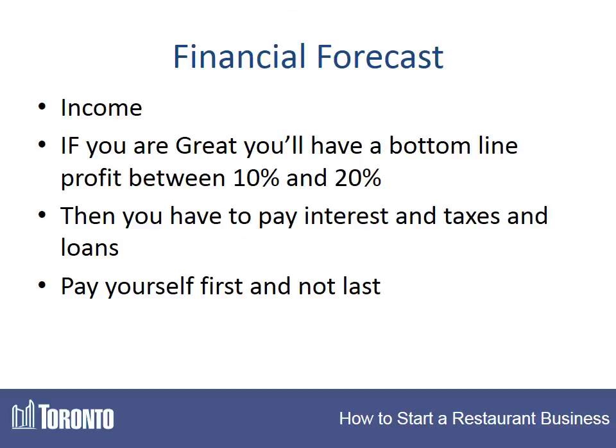Your financial forecast finishes off by telling you what your income's going to be. This is how much money you are generating on your bottom line before interest, depreciation, and taxes. And if you're great, you'll have a bottom line of somewhere between 10 and 20%. It really depends on your concept, your menu, your pricing strategy. But you control this. You know how many people you need, so you've got your labor down, you know what your rent is, you know what your fixed expenses are. So it comes down to you deciding how much money you want to make.